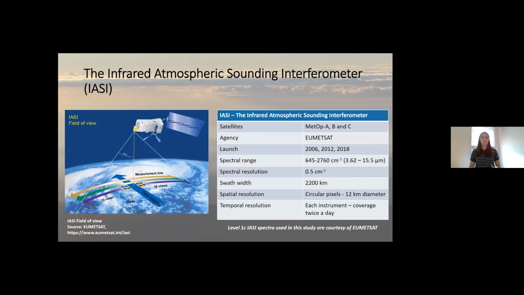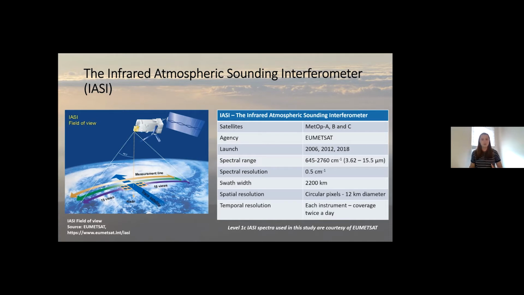So I am working with the Infrared Atmospheric Sounding Interferometer, or IASI, which is a hyperspectral sensor on board three meteorological satellites. It's MetOp A, B, and C. The first of these instruments was launched in 2006, and data first became available in 2007. Since then, two more instruments have been launched, in 2012 and 2018. At present, all three of these instruments are still orbiting and providing data.